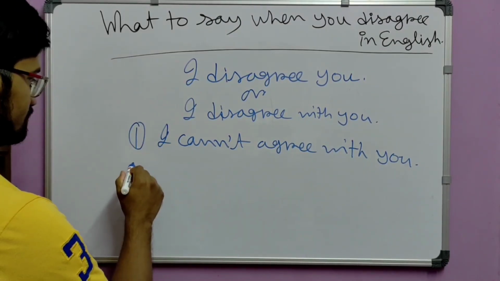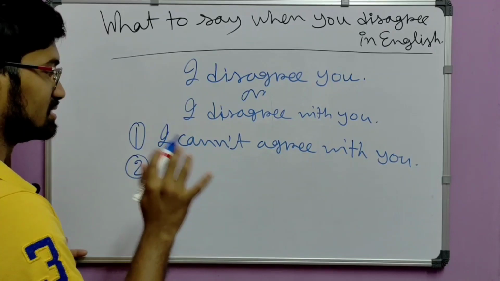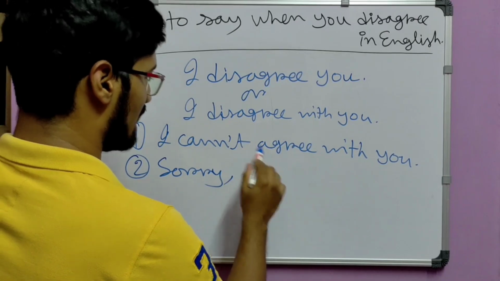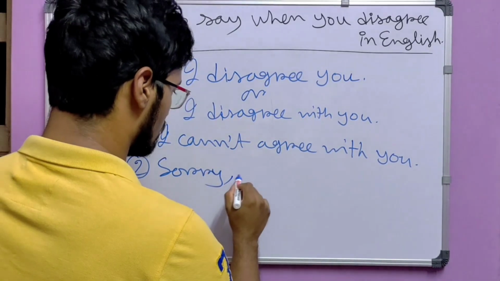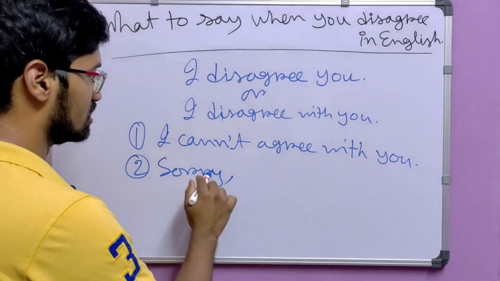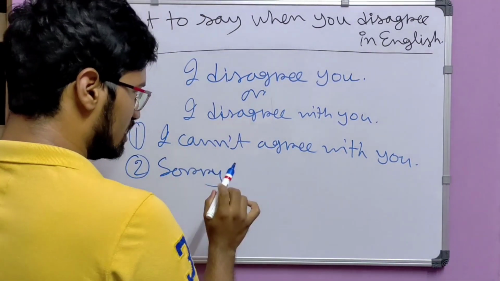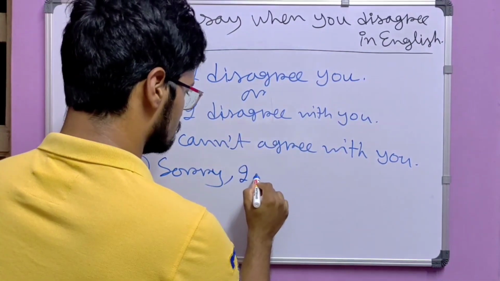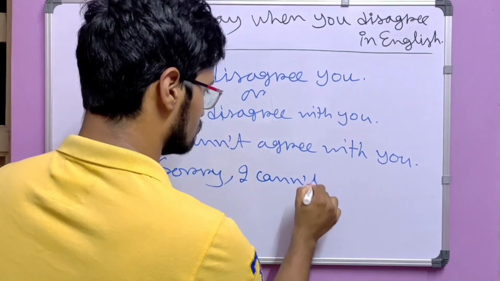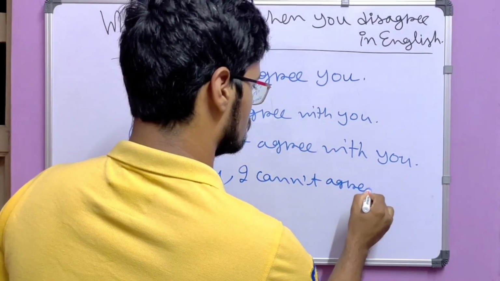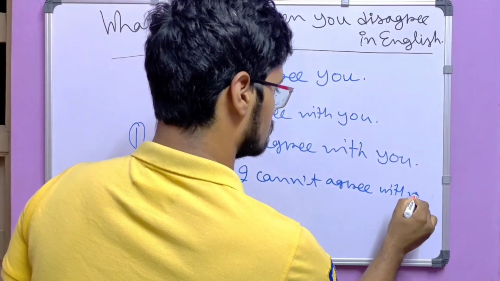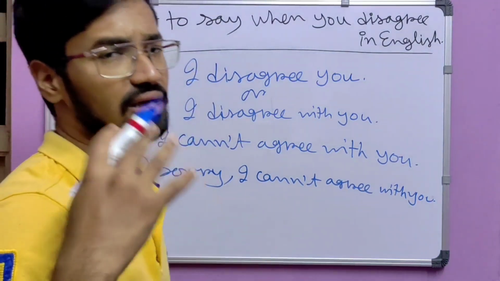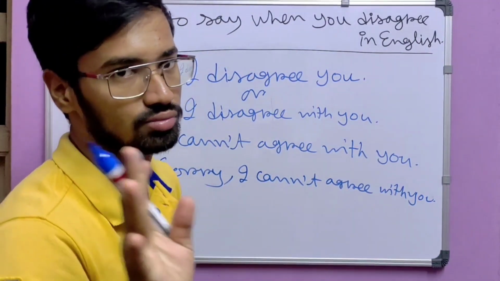Secondly, you can say, just add sorry. I can't agree with you. Okay, you have to add only sorry before this statement. Sorry, I can't agree with you. That means I disagree. Okay, sorry, I can't agree with you. That means I disagree.